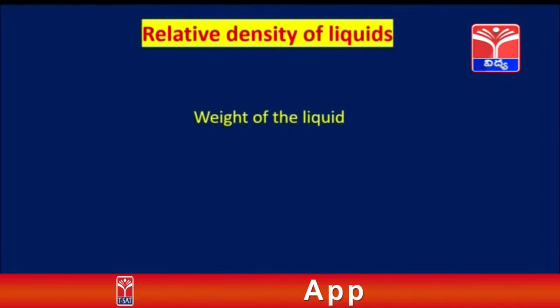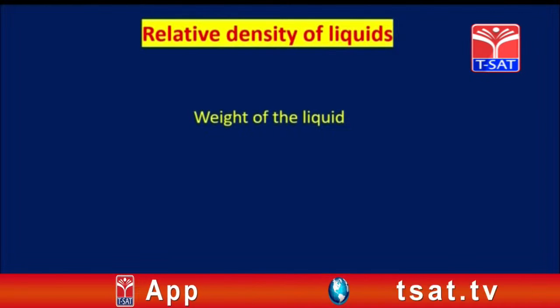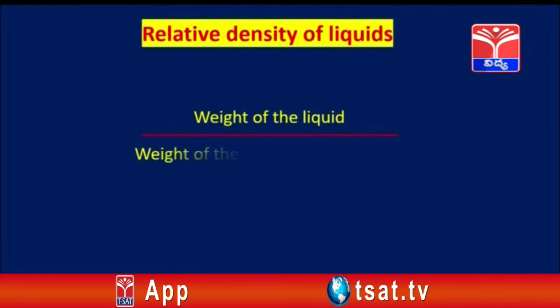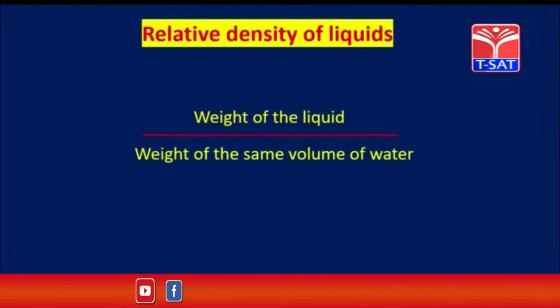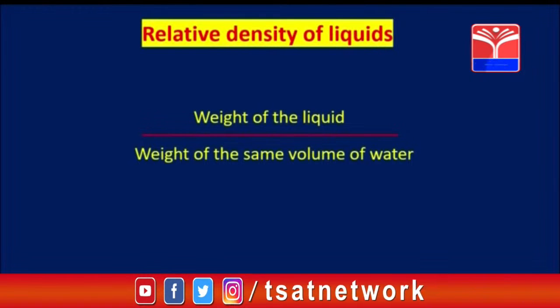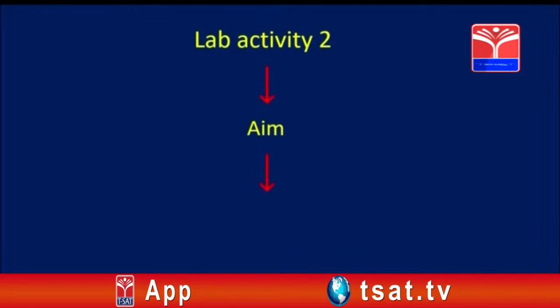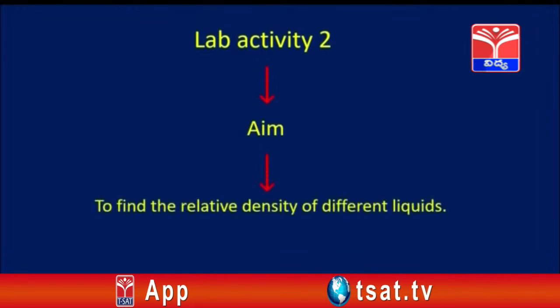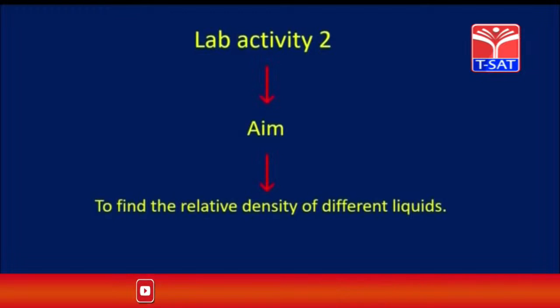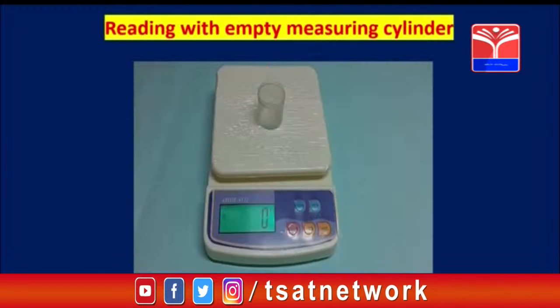How to find the relative density of a liquid: the formula is weight of the liquid by weight of the same volume of water. So, we have to weigh the liquid and the same volume of water. You can understand this in another lab activity. Lab activity 2. To find the relative density of different liquids, this is an easy experiment.